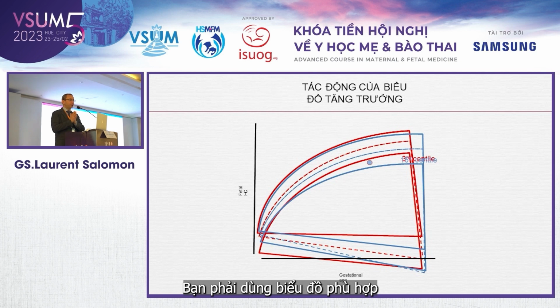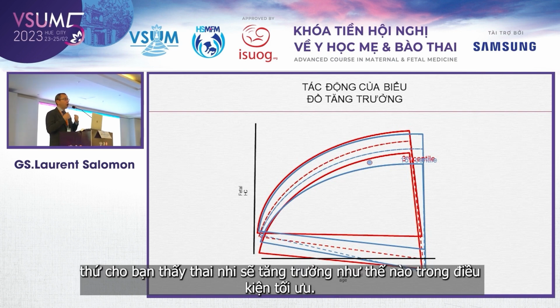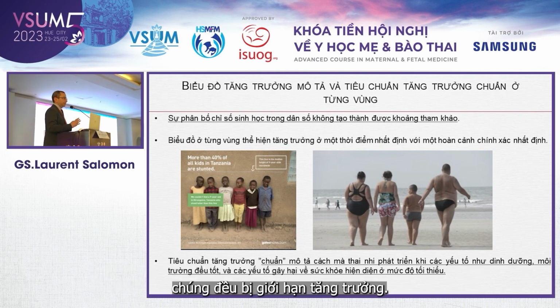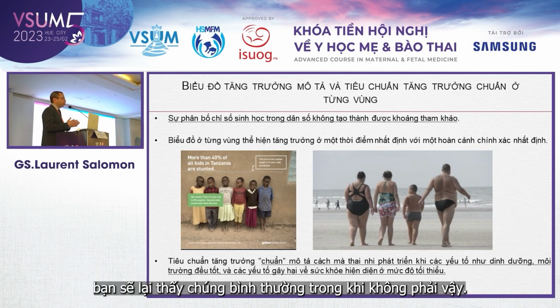You have to use a given chart, but again, it's difficult to decide whether to use descriptive charts or prescriptive charts, which should show you how a baby should grow under optimal conditions. Because if you are to use descriptive charts, for example, these babies in Tanzania, they are all stunted, they are all growth restricted. But if you were to develop normal charts based on these infants, you would think that these babies or these infants are normal, whereas they are not normal. They are all stunted.